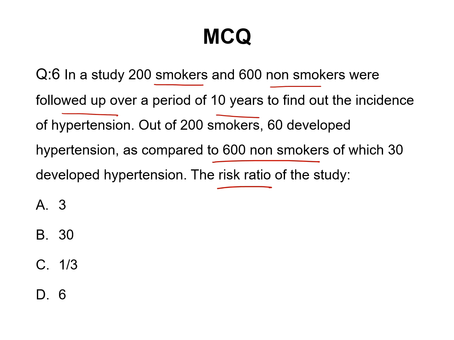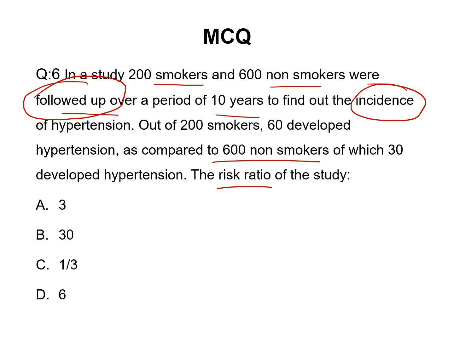Now go through the question once again. There are 200 smokers, 600 non-smokers. They are followed up for a period of 10 years to find out the incidence of hypertension. I think these keywords are more than enough to find out what type of study this is. Yes, you're right, it's a cohort study because smokers and non-smokers are being followed up for a period of 10 years to find out the incidence of hypertension.